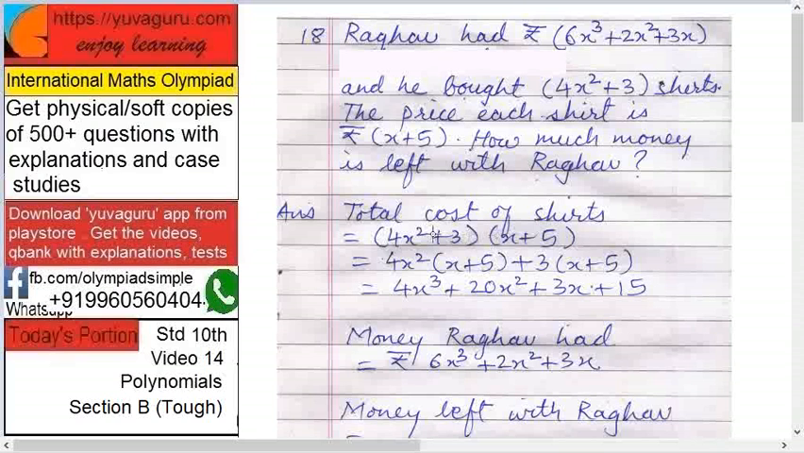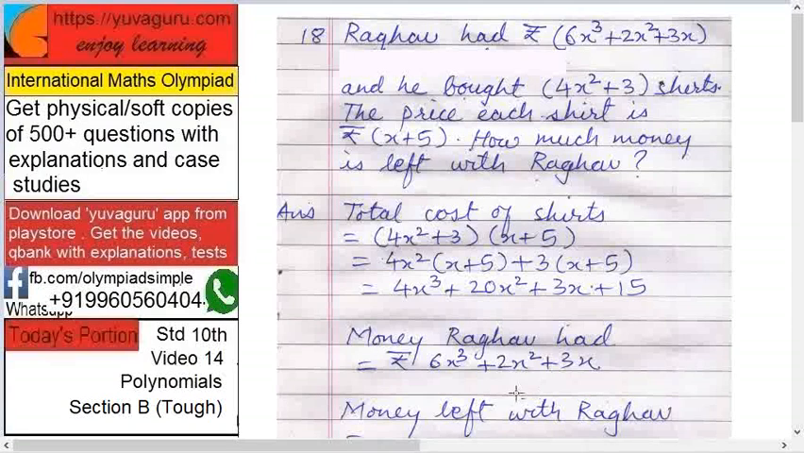Means how do we solve this? 4x square plus 3 into x plus 5. So 4x square into x plus 5 plus 3 into x plus 5. Solve this. You get 4x cube plus 20x square plus 3x plus 15. This is the total cost of shirts. Okay. And how much money did Raghav have? 6x cube plus 2x square plus 3x. Okay, so he had this much, means in our earlier example 38 rupees and cost was 35.